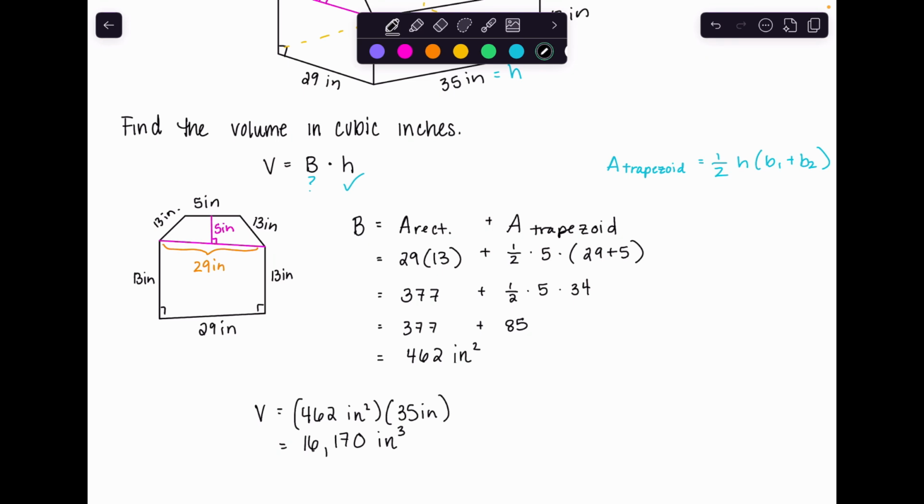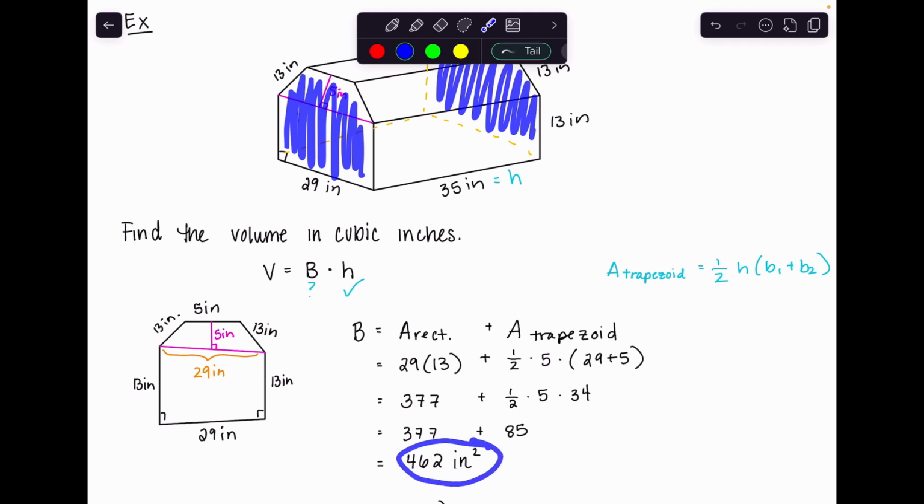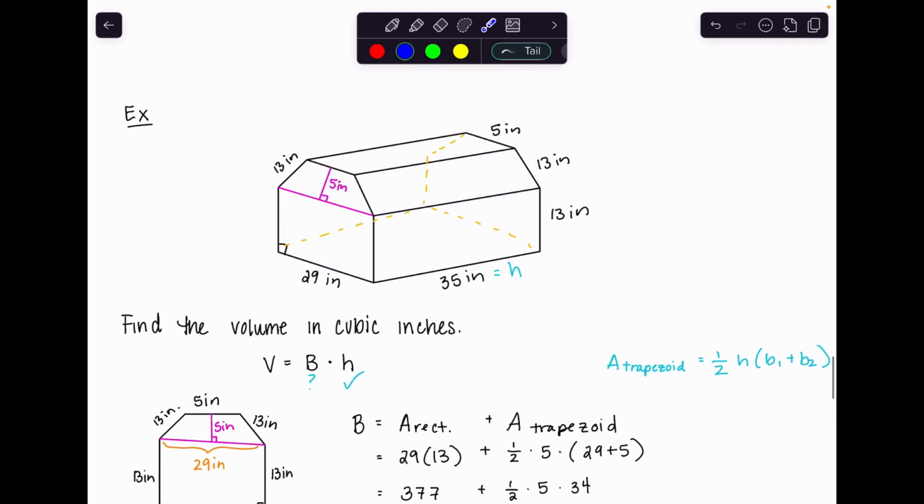Just to kind of show you, because again, you can find the surface area of this shape. It's really not too bad from this point. What you can do is you need to find the area of each of these sides. Well, you already found the area of the front and back. Both of those are 462. Then you would just need to figure out what are the areas of all the sides, which are just rectangles.